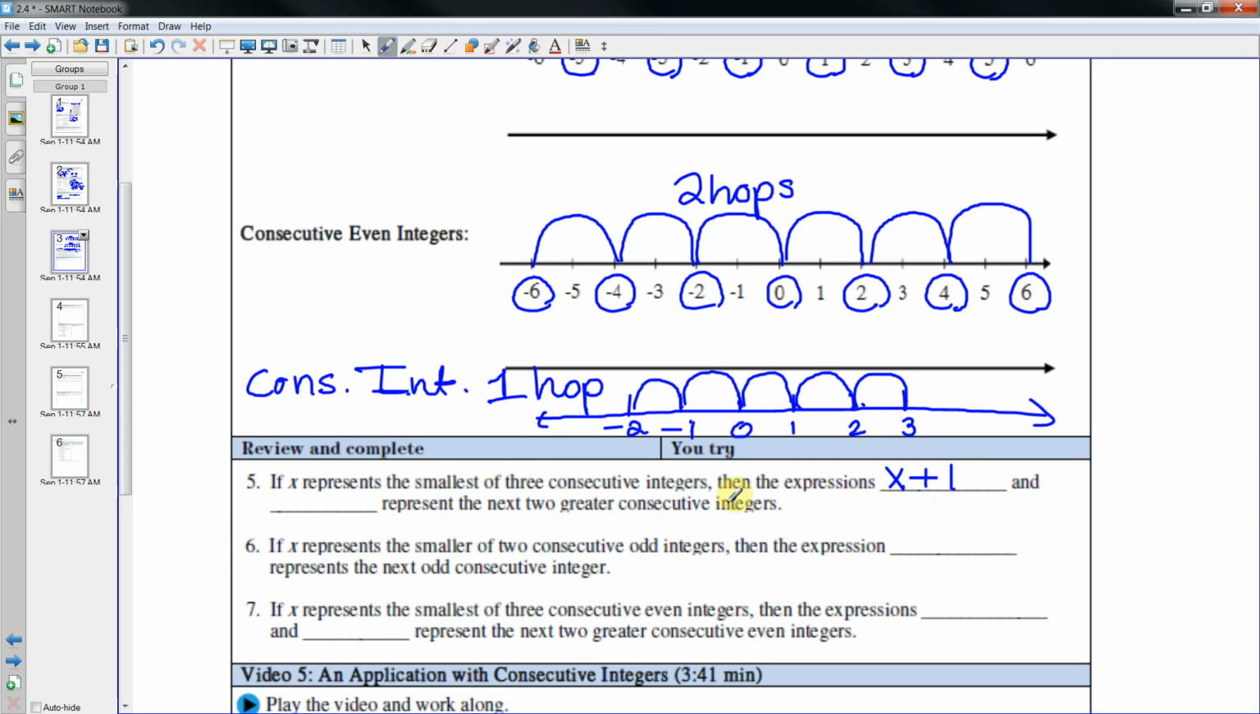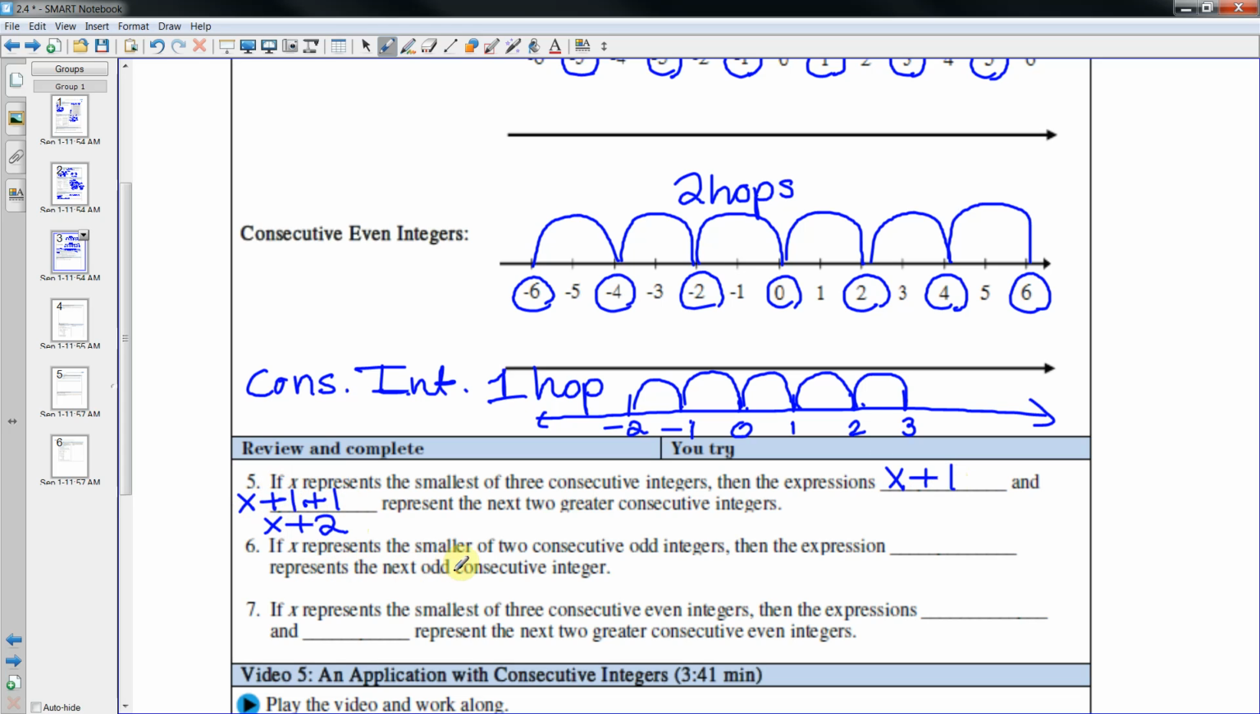Now, if I'm going to the next one after that, so let's say I'm starting at 0, I'm going to 1, I've added 1. If I'm going to the next consecutive integer, I'm adding 1 more. So that would be x plus 1, that was my second integer, plus 1 more. So I could shorten that and put x plus 2. Okay? This is going to become important when we do setup in just a second on consecutive integers.